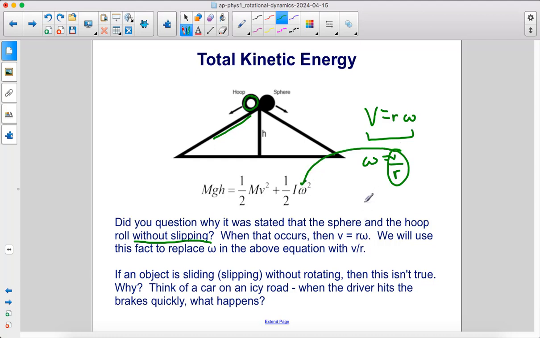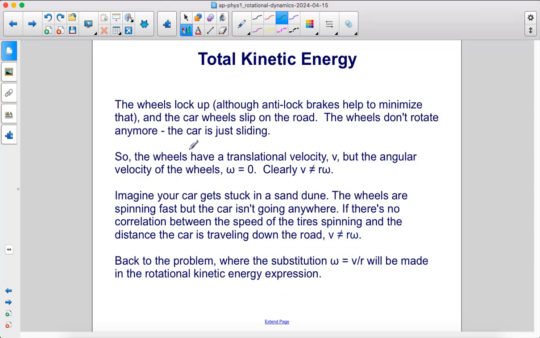If an object is sliding, so imagine this hoop was sliding without rotating, then this equation isn't true. Think of a car on an icy road. The driver slams on the brakes. What happens? The wheels lock up, and the car wheels slip on the road. So here's the ice, here's your tire, and it just slides without rotating. Therefore, the wheels have a translational velocity, v. However, the angular velocity of the wheels is 0.